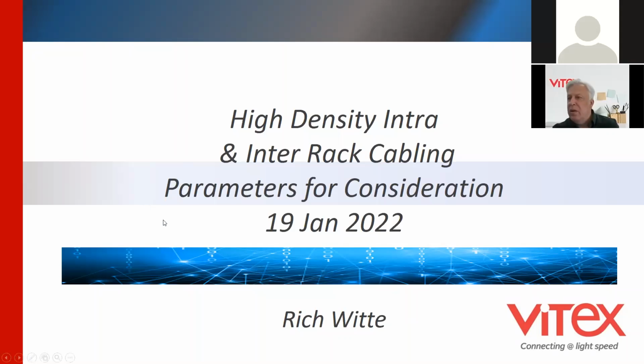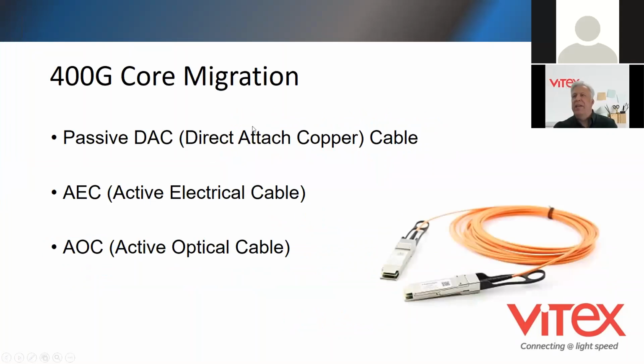Okay, so we're basically in a situation where you've got a lot of data centers and a lot of enterprise network people migrating to 400G in their core. And so there's some cabling considerations and trade-offs that people are considering. And most of that has been direct attached copper versus active optical cable.